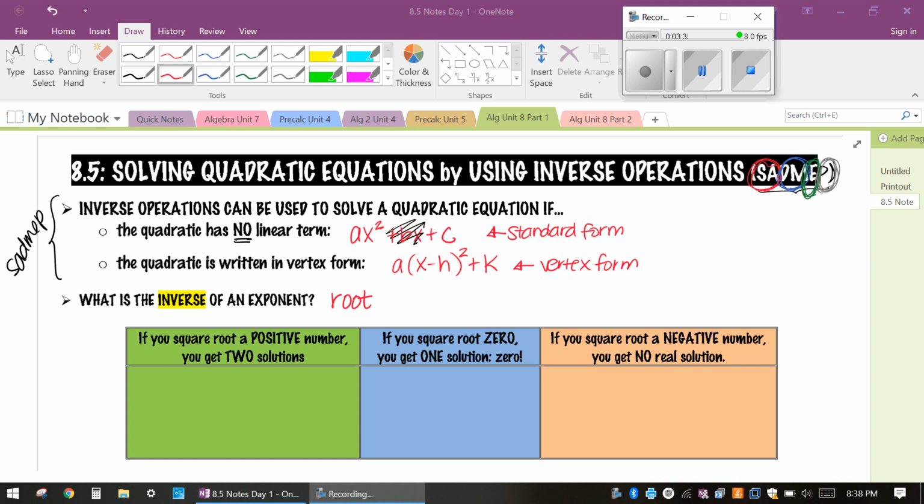Since we'll be solving quadratic equations that have an exponent of 2, we're going to be using square roots. If you had a problem that had an exponent of 3, then you would be using a cube root to cancel it. So for this lesson, we're going to be using square roots. Take a minute and draw the box that I have on the screen. Pause the video if you need to, but make sure you write everything down.